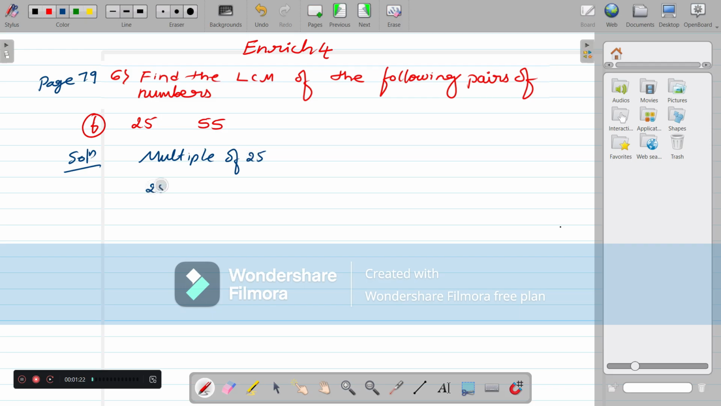25 into 1 is equal to 25. 25 into 2 is equal to 50. 25 into 3 is equal to 75. 25 into 4 is equal to 100. 25 into 5 is equal to 125. And next, we will find the multiples of this 55.